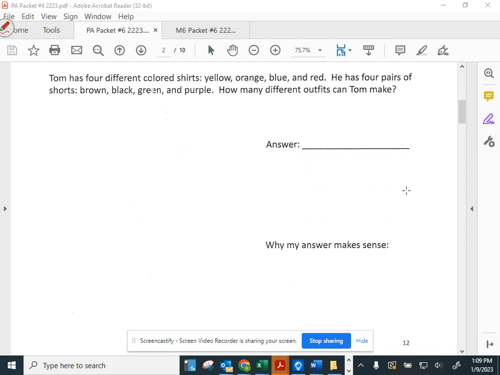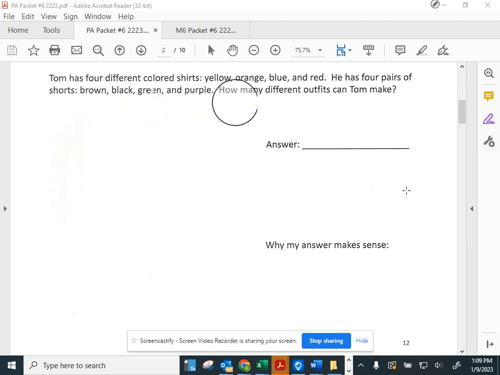So what I did was I said, okay, yellow, orange, blue, red shirts. I could have a yellow shirt with brown shorts. I could do a yellow shirt with black shorts. I could do a yellow shirt with green, and I could do a yellow shirt with purple. Okay, those are all my combinations I could have with a yellow shirt. I'm going to have to do the same thing with my orange and with my blue and with my red, and I'm going to see how many possible combinations there are all together.